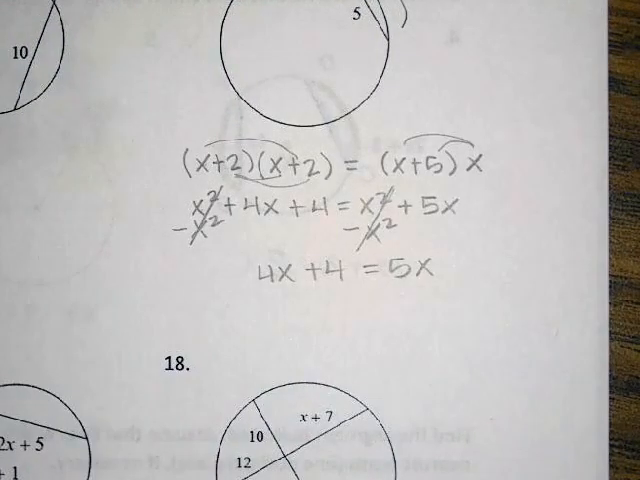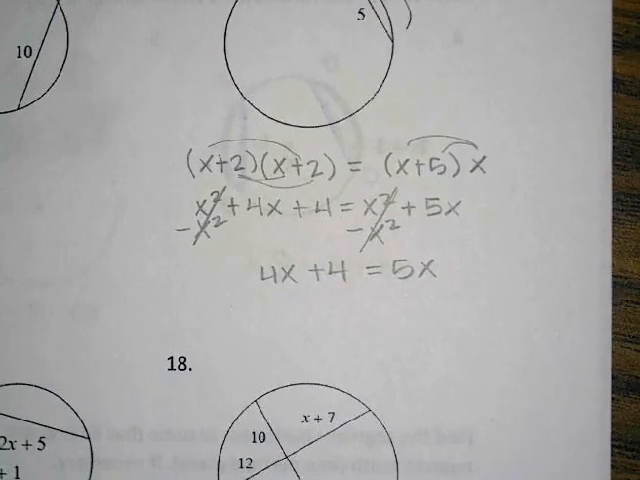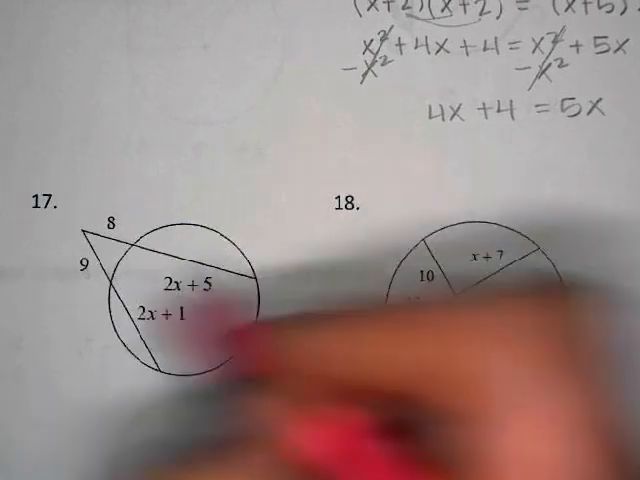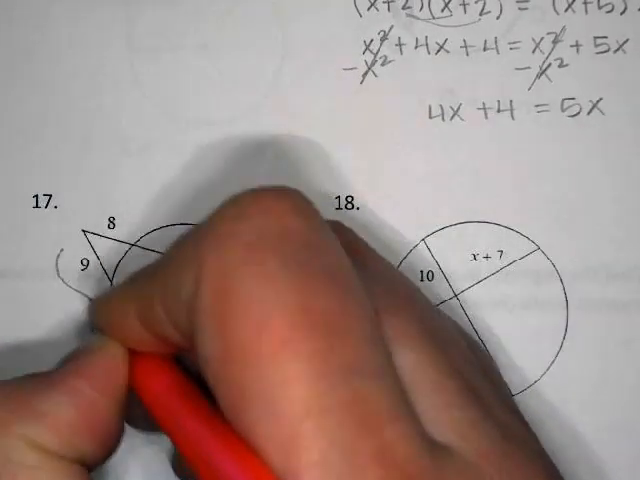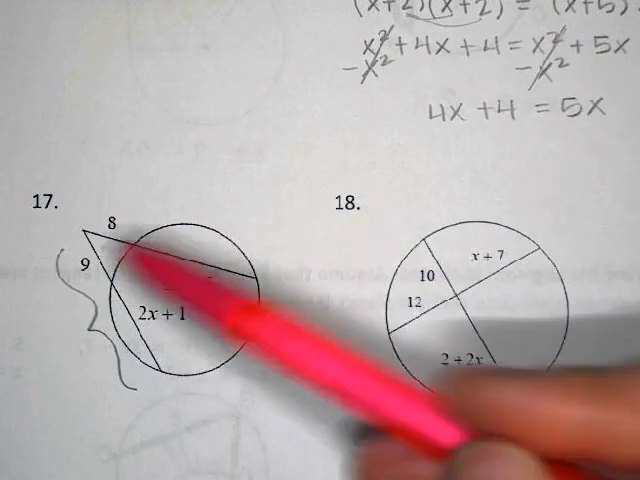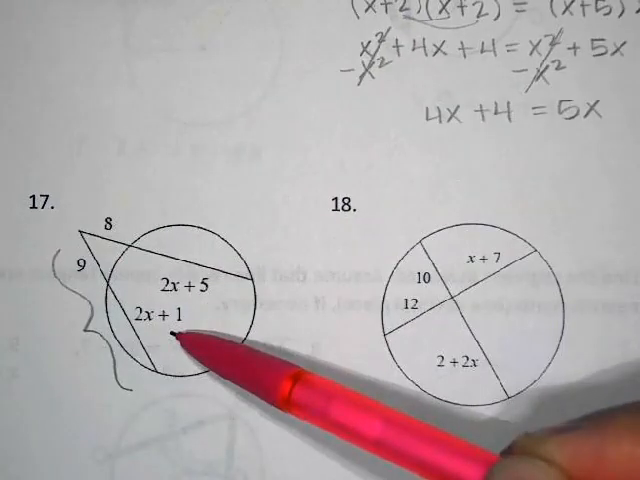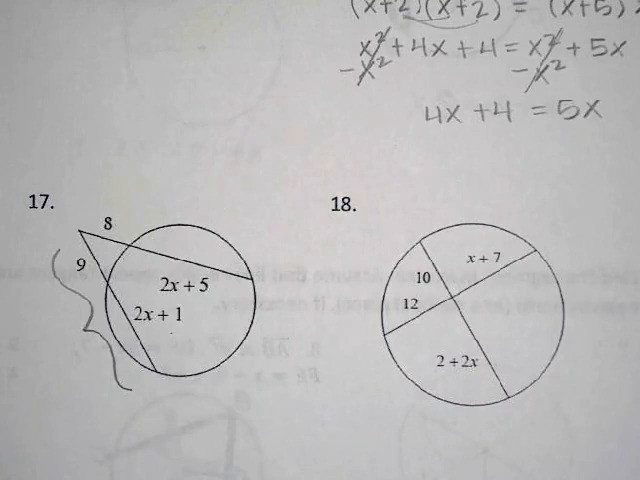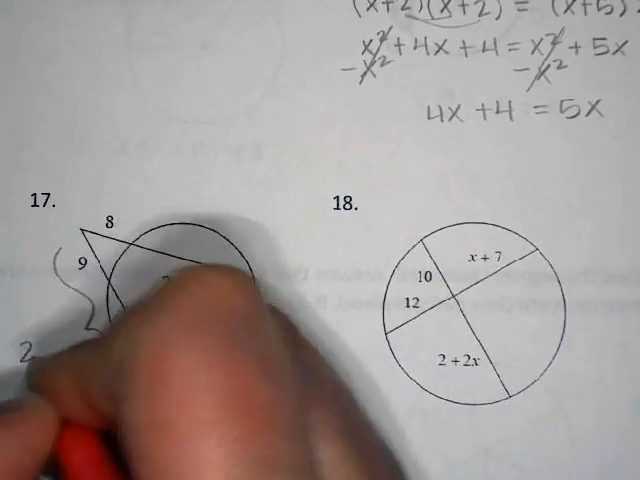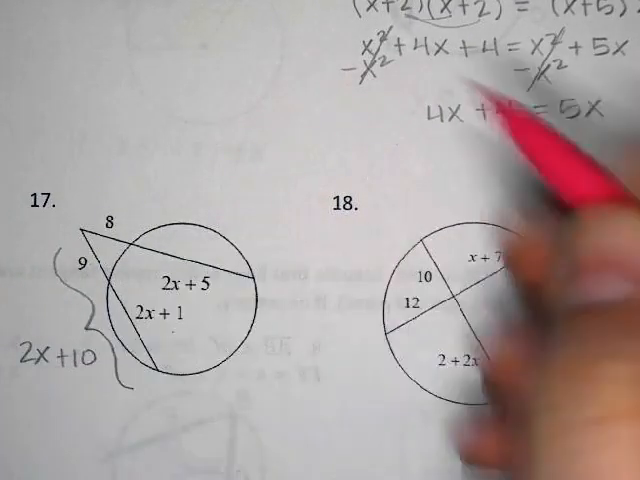Number 16, we'll probably do something similar to that. A little bit different, but kind of similar. I'm not going to do number 17, but I just want to make sure that we can find these entire lengths really easily. So if this is 9 and this is 2x plus 1, what's the entire length? 2x plus 10, okay. If this is 8 and this is 2x plus 5, 2x plus 13 would be the entire length. Okay?